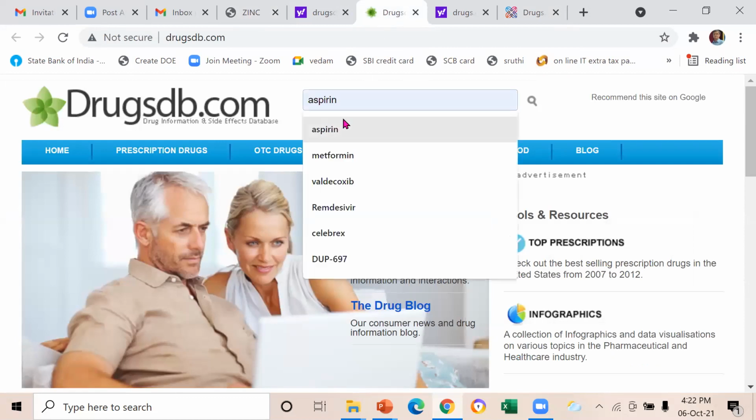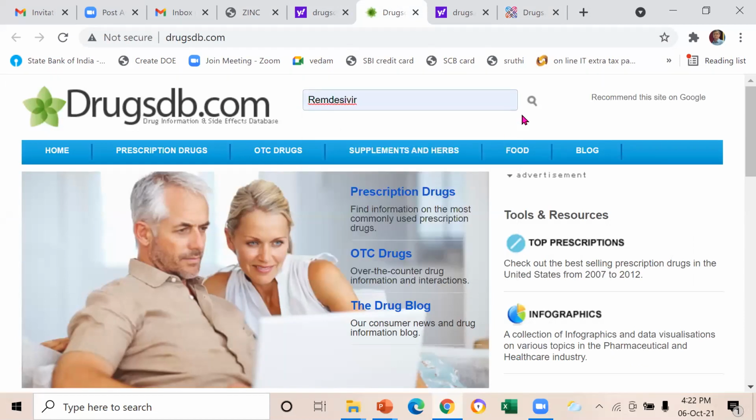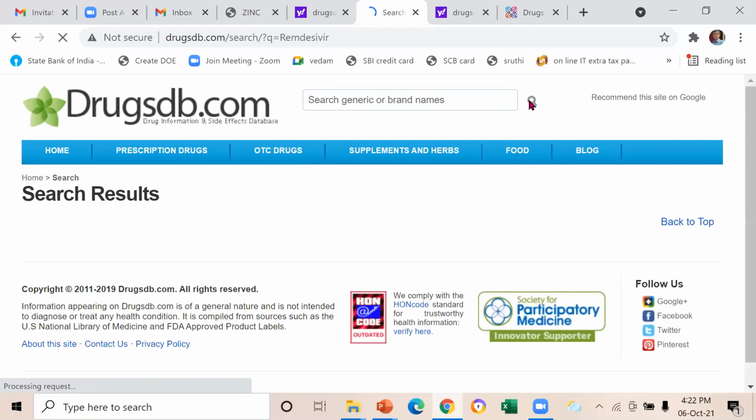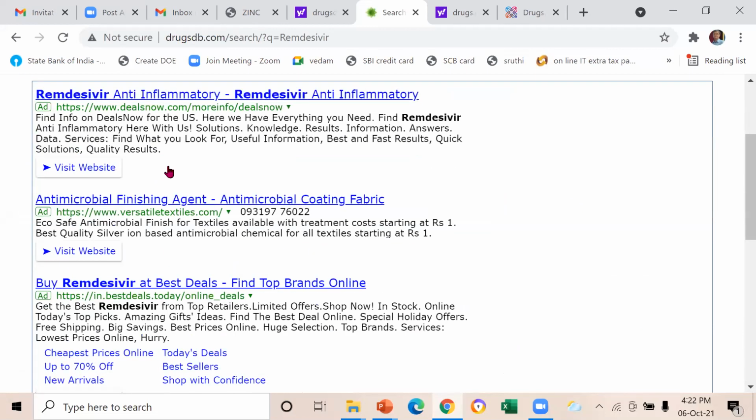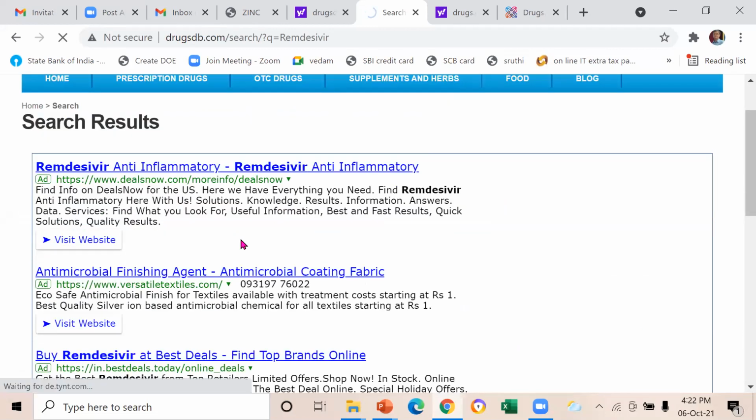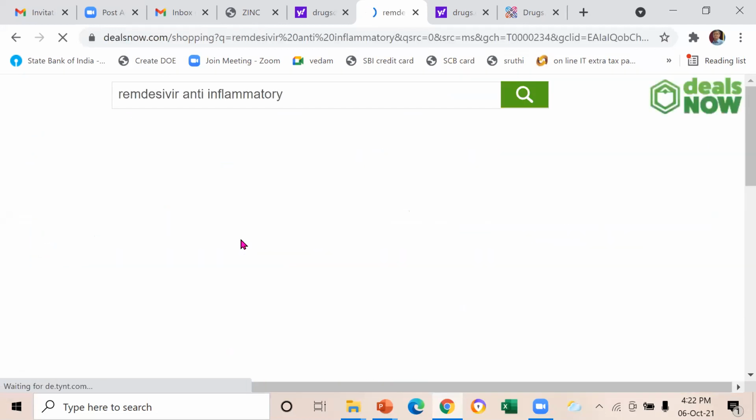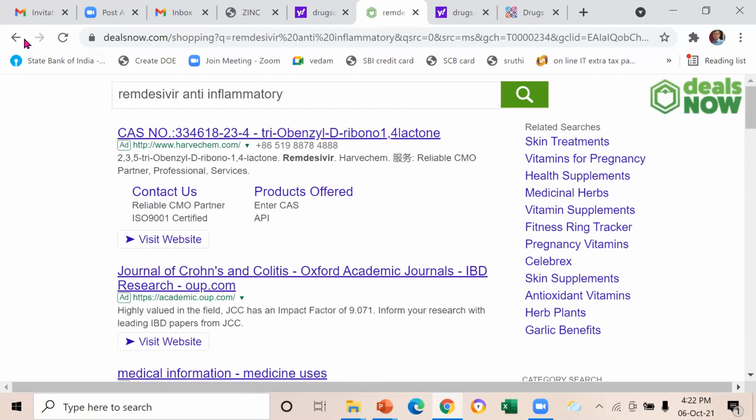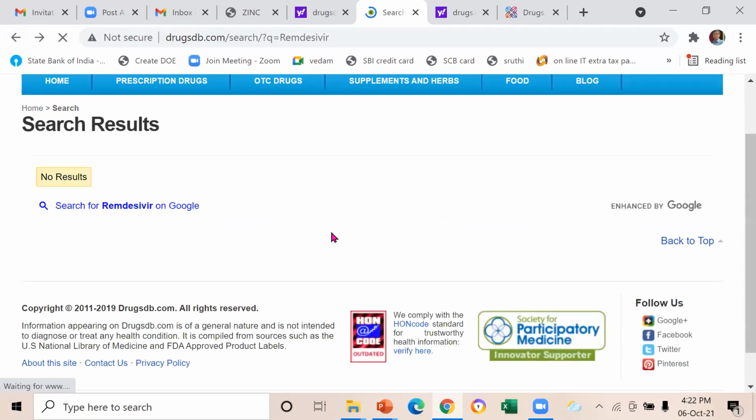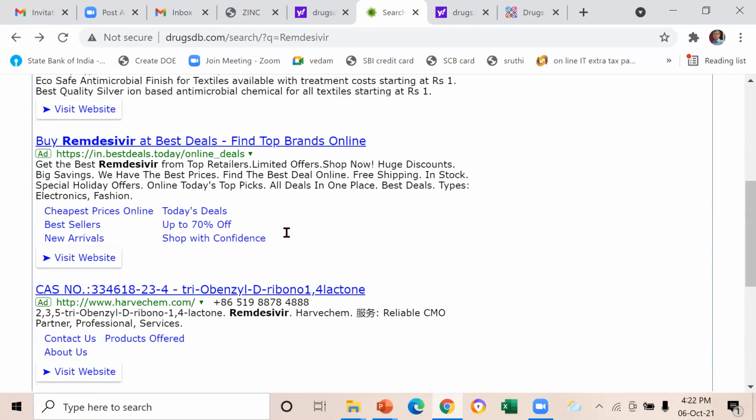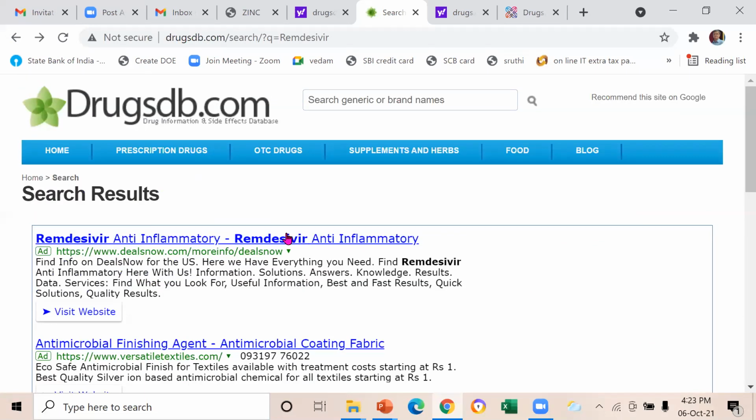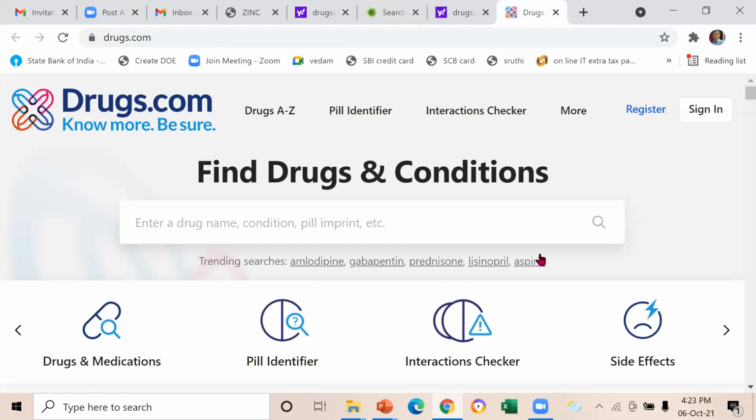Okay, for example, let's look at remdesivir in the drugs database. As you know, remdesivir is a drug. It's got anti-inflammatory property. It's used. So this will give a lot of information about remdesivir, where you can purchase it, and what the side effects are. All that information you can find out.